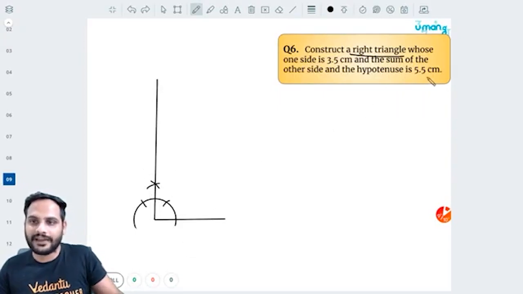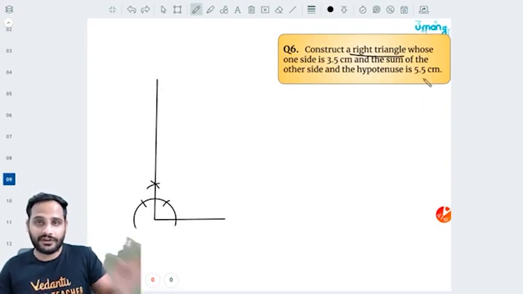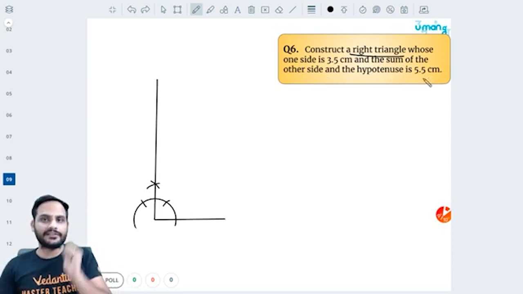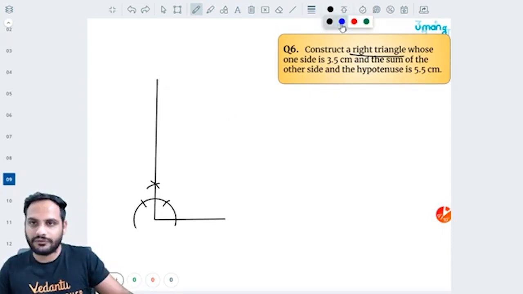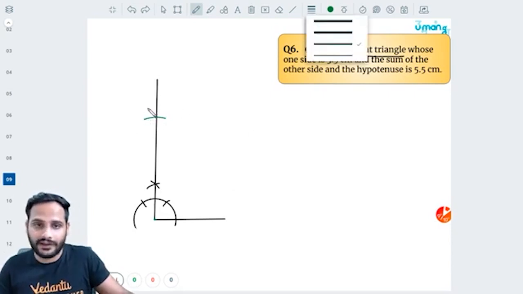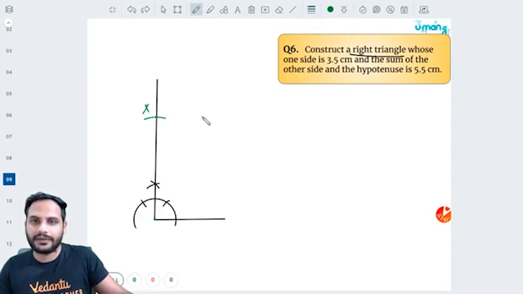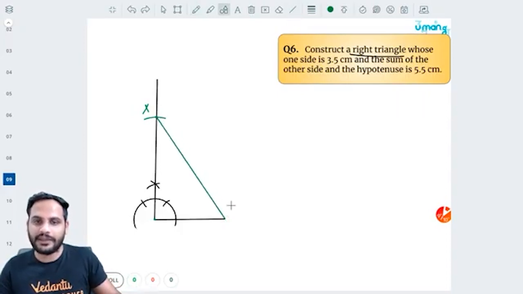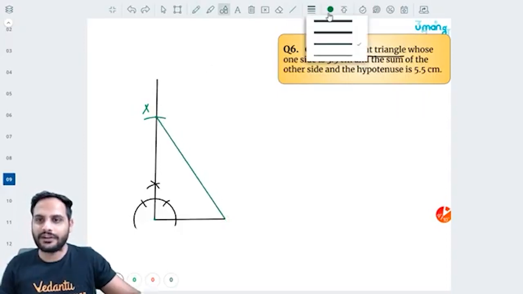Now the sum of the side and the other side and the hypotenuse. That means the sum of other two sides is given as 5.5 centimeter. So what you'll do, just keep the tip of the compass over here, open the compass to a length of 5.5 centimeter and make one cut. This is not the vertex of the triangle. This is some point X. Join this point X with the other point of the base. And now draw the perpendicular bisector.